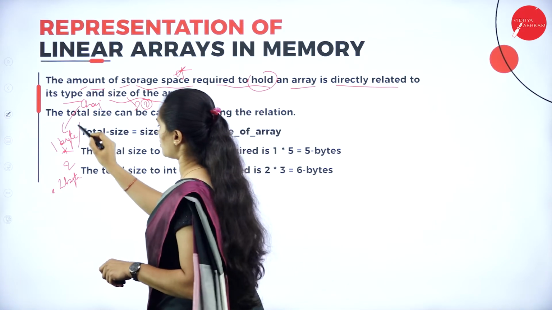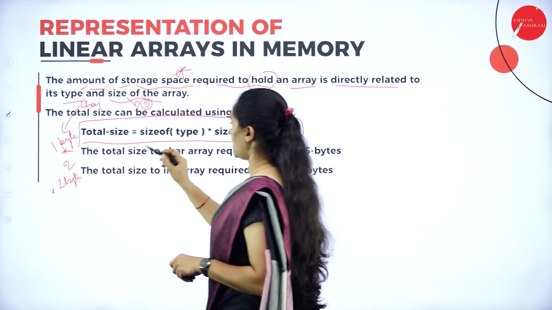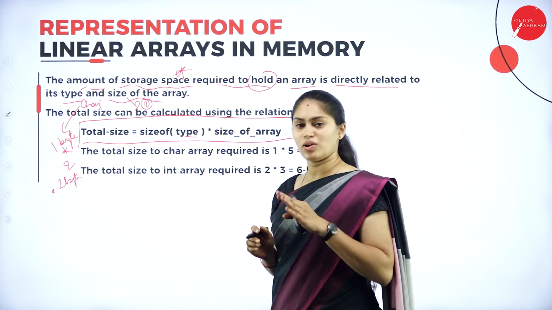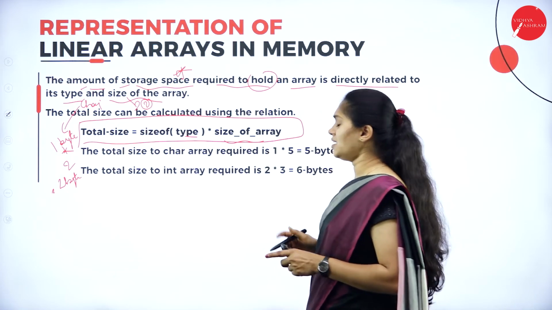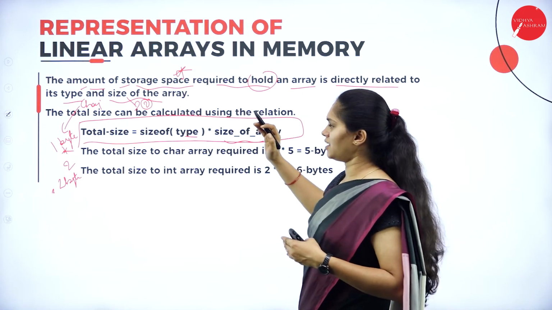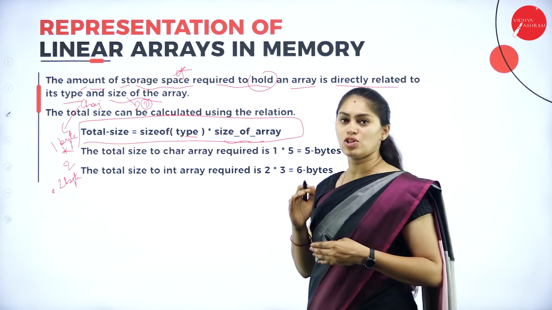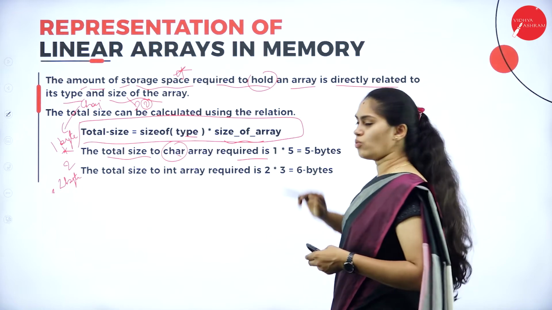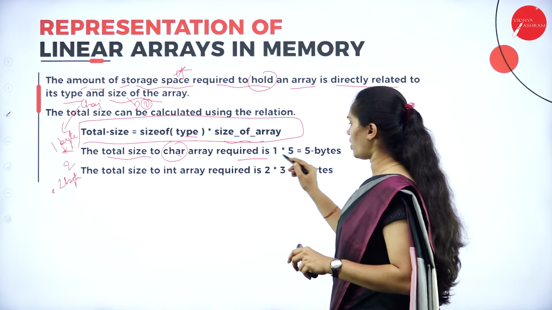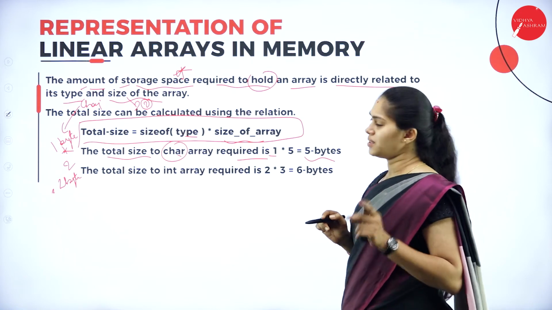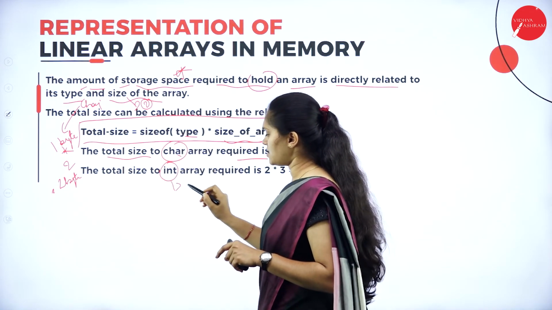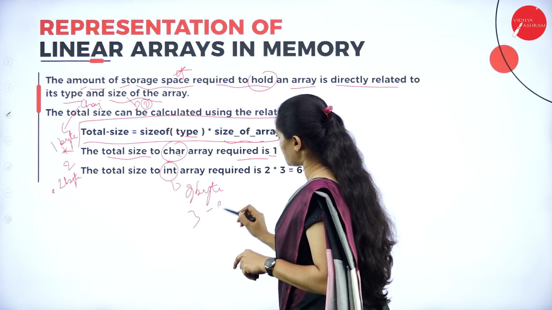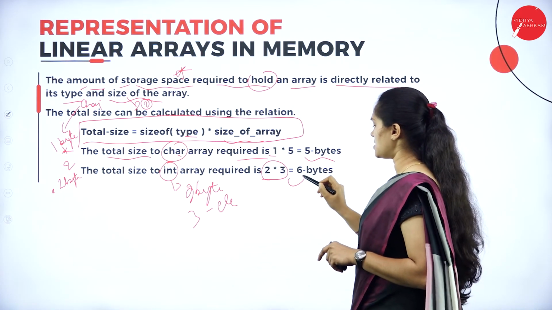How are we going to find the total size then? Total size is equal to the size of the type, I need to specify which data type, and what is its size, multiplied by the size of the array. Then we can get the total size required to store the elements. So for a char array with 5 elements, the size is 1 byte each, so 1 into 5 is 5 bytes. In the same way, for an integer, consider as of now it is 2 bytes and I have 3 elements, then 2 into 3 will be 6 bytes.